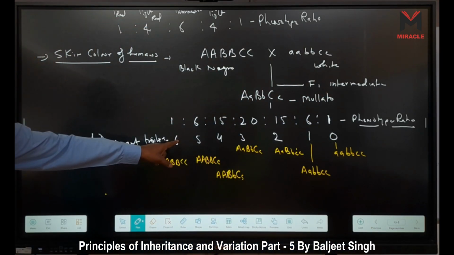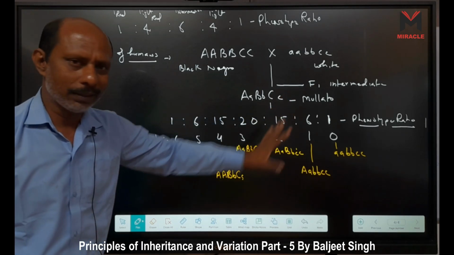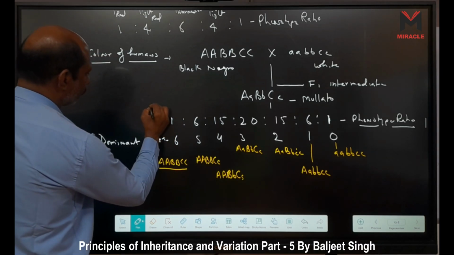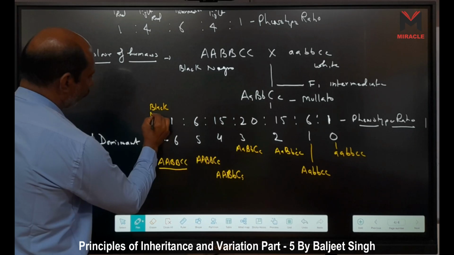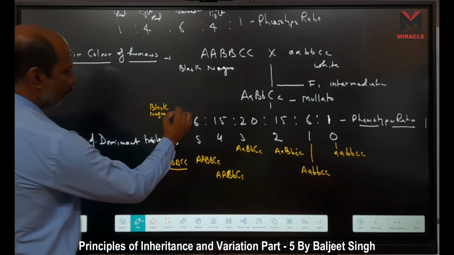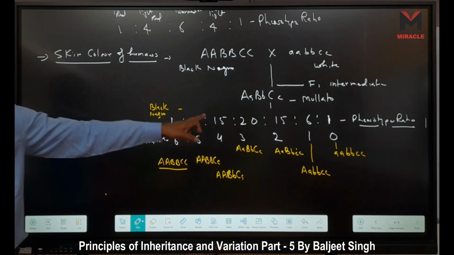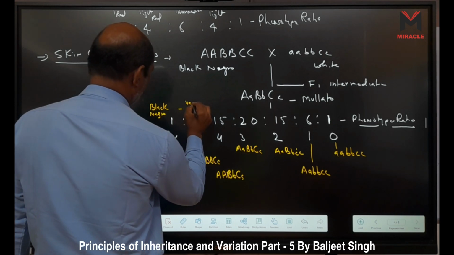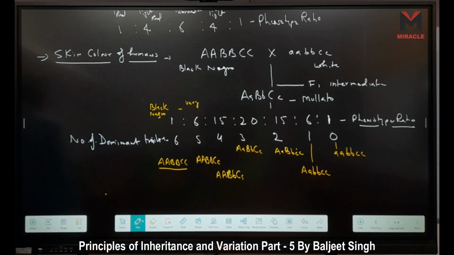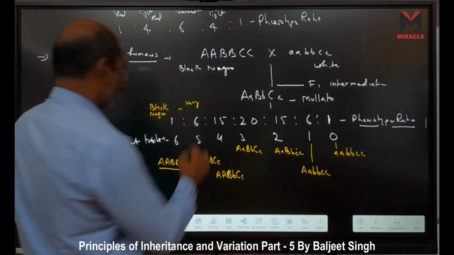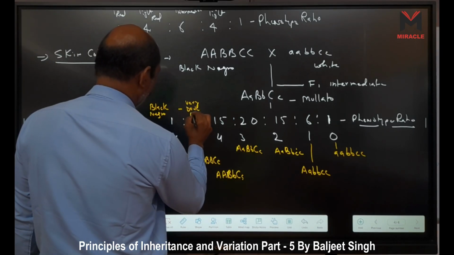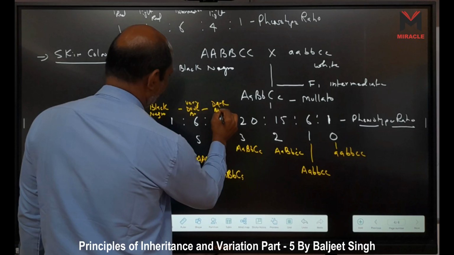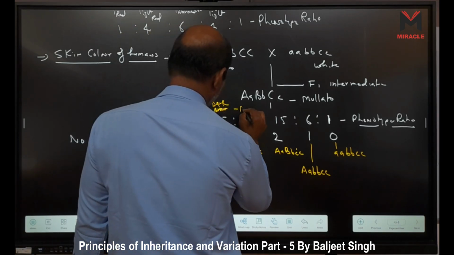The number of dominant traits is responsible for the coloration in the skin. That means all the dominants are there. That is, we can say it is totally black Negro, right? This one is, look, black Negro. This one is some light Negro. We can say this is very brown. Look, not a black, but it is very dark brown. This one dark brown, right? And this one is mulatto, intermediate.